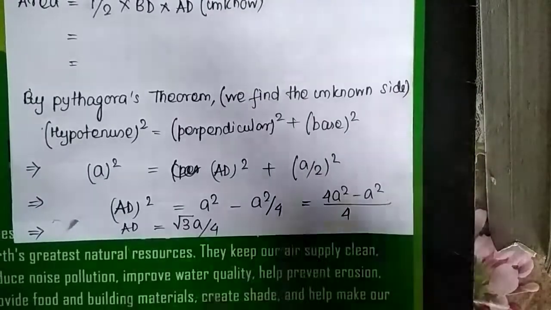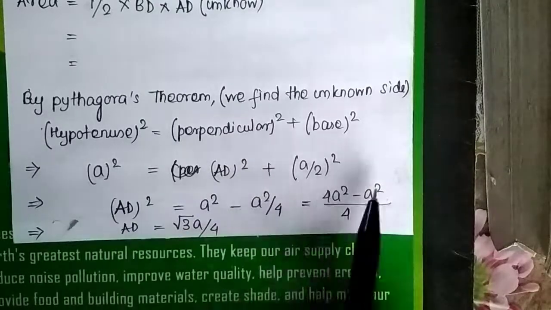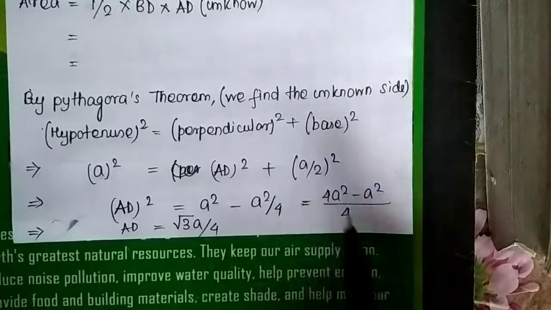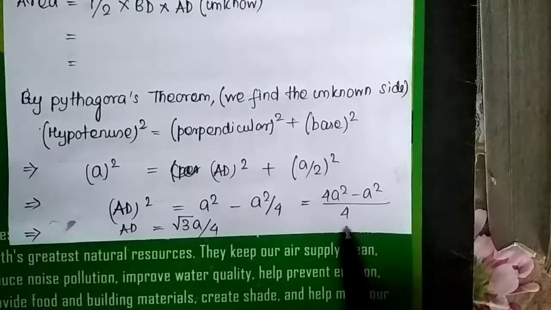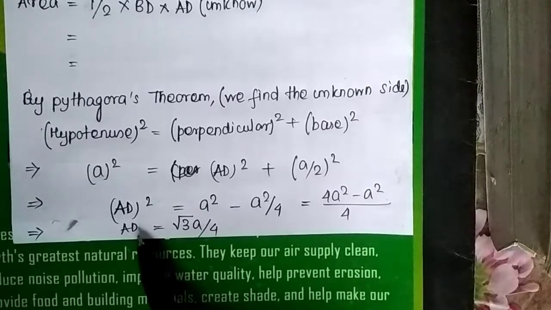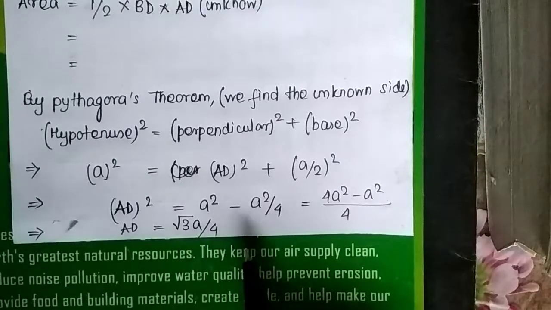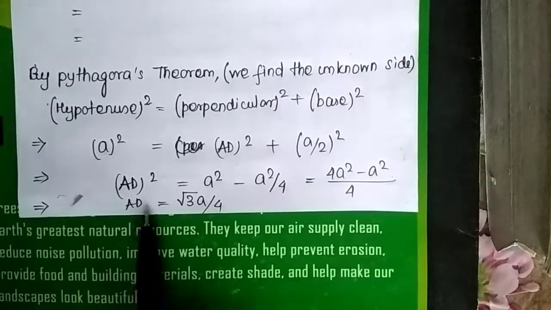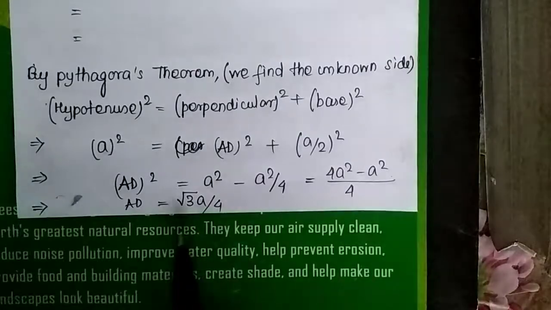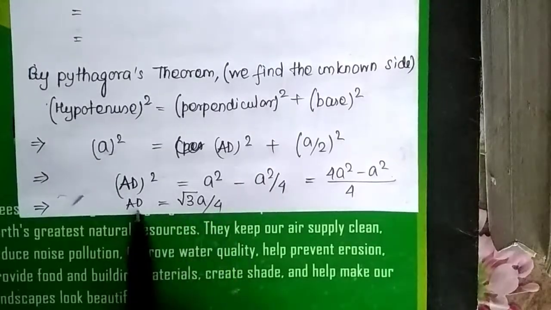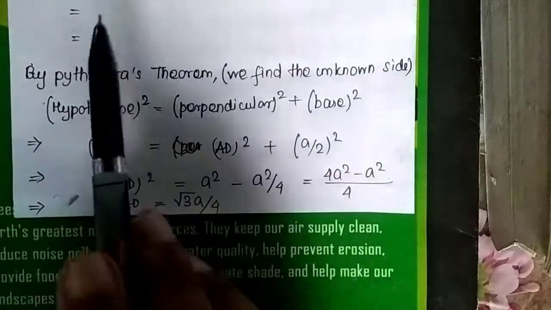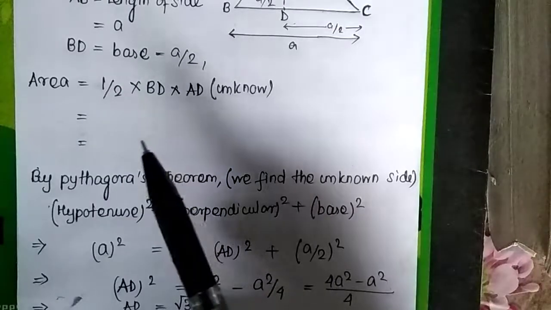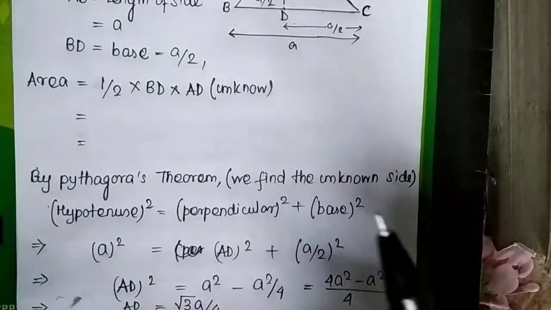So we substitute the values and get AD square equals A square minus A square by 4, which equals 4A square minus A square by 4, and the required answer is AD equals root over 3A by 4. Now as we have seen, we have got the value of AD, which equals root over of 3 into A by 4. We substitute the value of AD equals root 3A by 4 in the above equation, right here, and we get the formula for the area of an equilateral triangle.